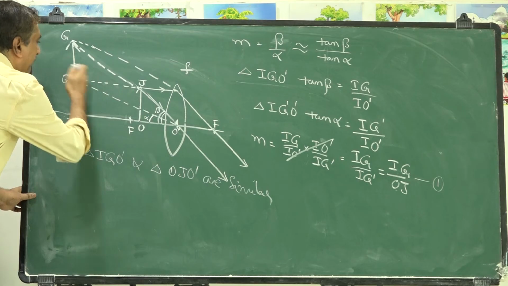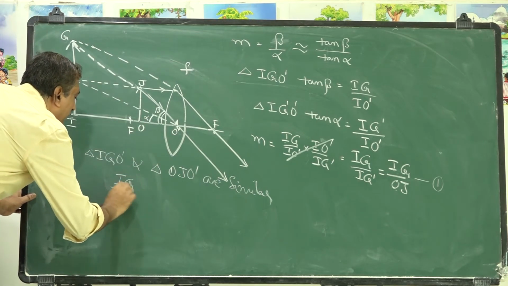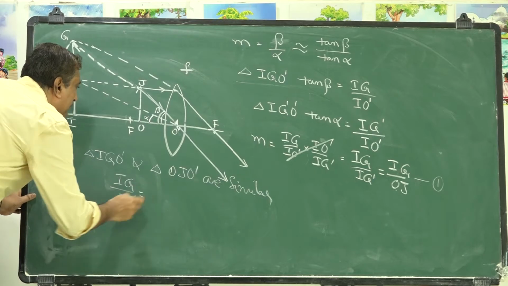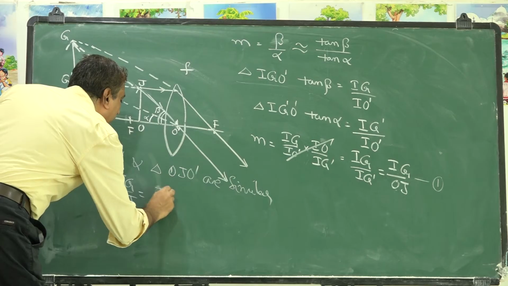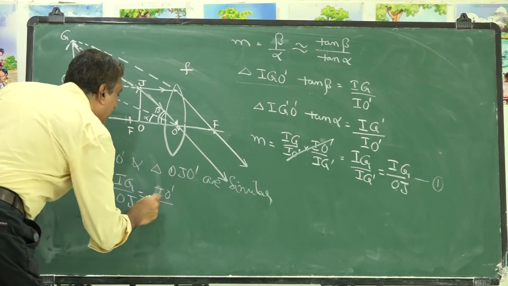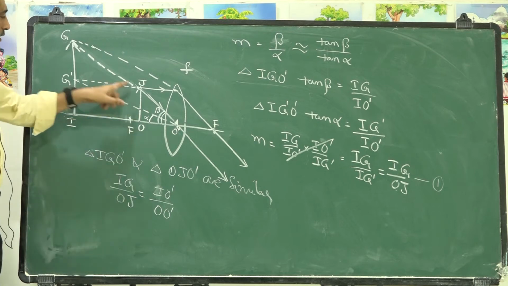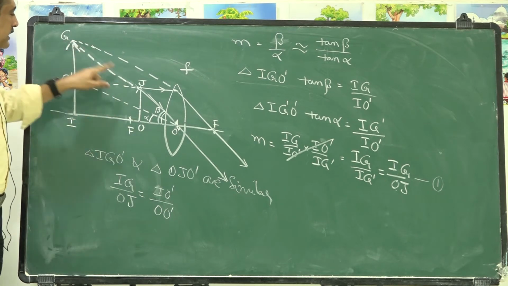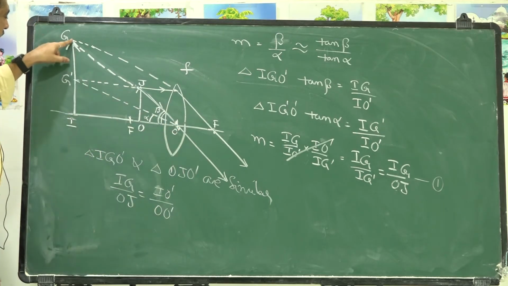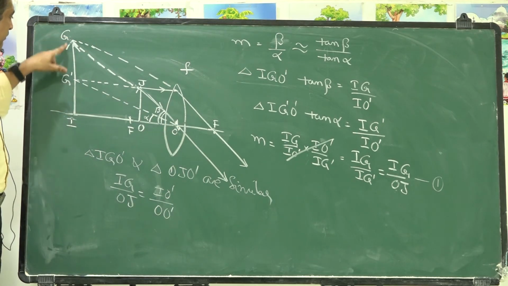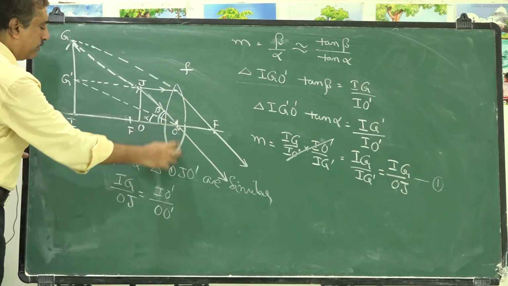Therefore, they are similar triangles, therefore we can write IG by OJ is equal to IO dash by OO dash. So these two triangles IGO dash and OJO dash are similar triangles, so the ratios are same. So IG by OJ is equal to IO dash by OO dash.